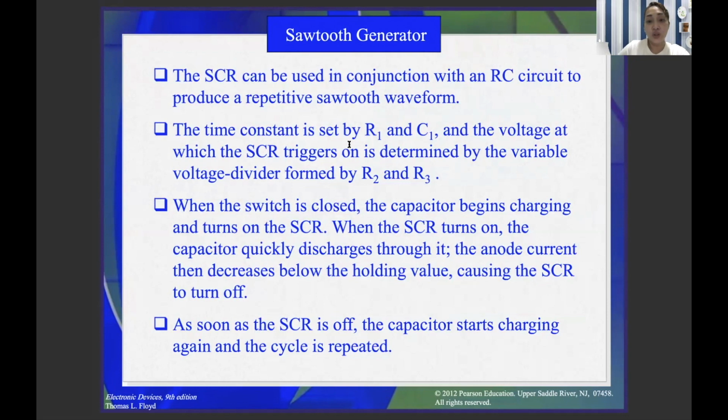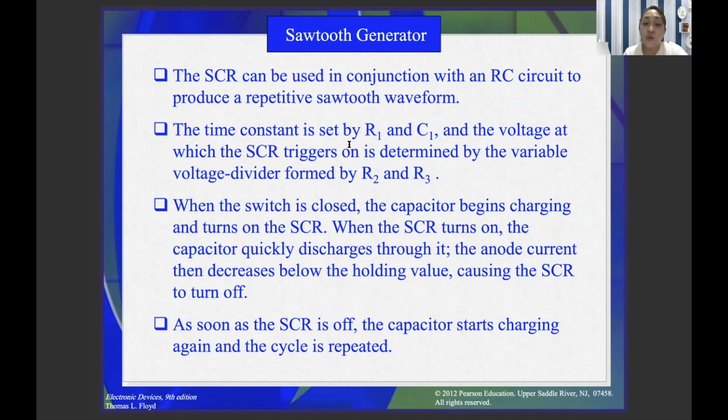We also have the Sawtooth Generator. The SCR can be used in conjunction with the RC circuit to produce a repetitive sawtooth wave. The time constant is set by R1 and C, and the voltage at which the SCR triggers on is determined by the variable voltage divider formed by R2 and R3.